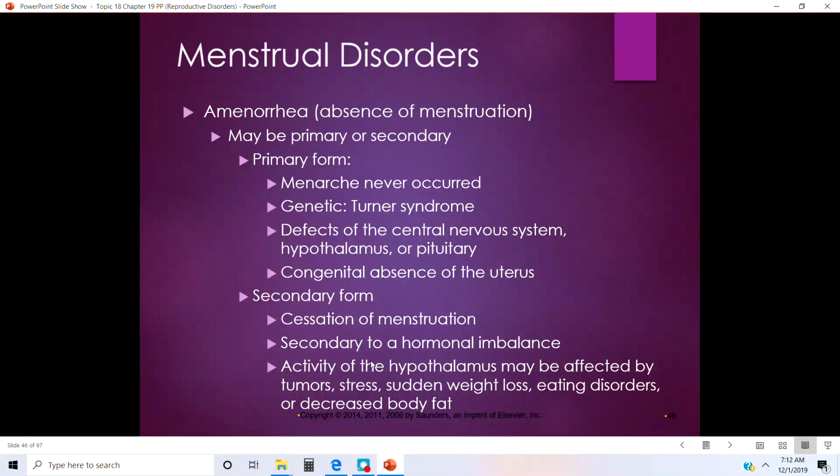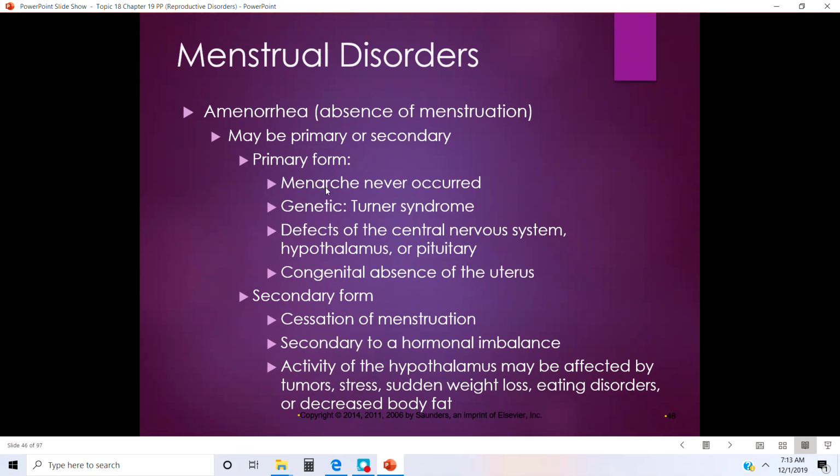Okay, let's switch over now from structural abnormalities to just some menstrual disorders. The first one we want to look at is amenorrhea. Again, whenever we see the prefix a or an, it means without, right? So this is going to be without menstruation. There's two types basically. The primary form is a woman that has never had menstruation. So menarche, which is the first menstruation, has never occurred, right?